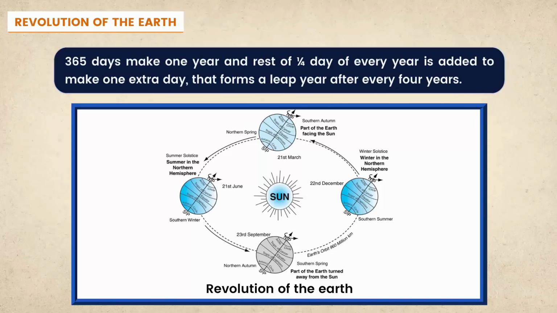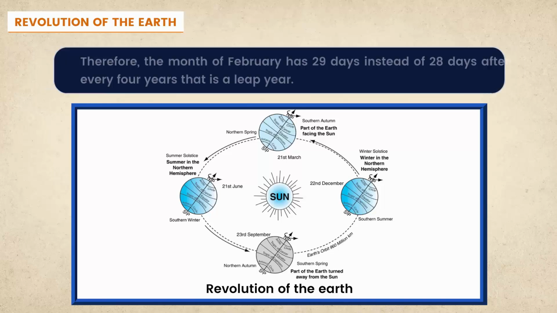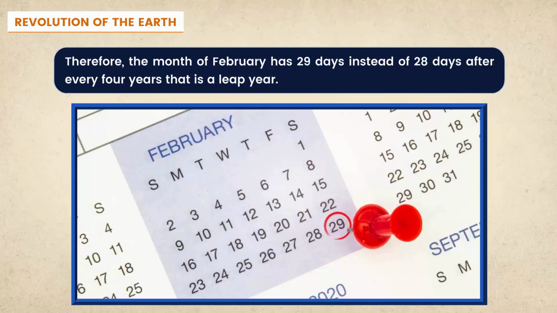365 days make 1 year, and the rest of a quarter day of every year is added to make one extra day. That forms a leap year after every 4 years. Therefore, the month of February has 29 days instead of 28 days after every 4 years, that is a leap year.